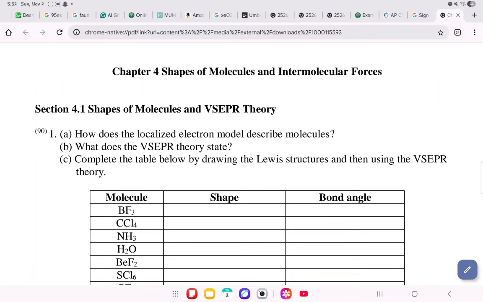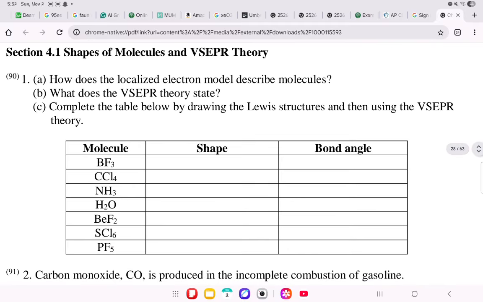So today I'll be explaining AP Chemistry Chapter 4, Shapes of Molecules and Intermolecular Forces. So we start with the very first section, which is section 4.1. It talks about the shapes of molecules and the VSEPR theory. It says, how does the localized electron model describe molecules?